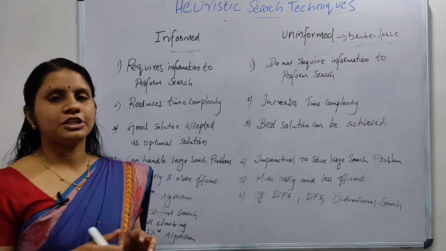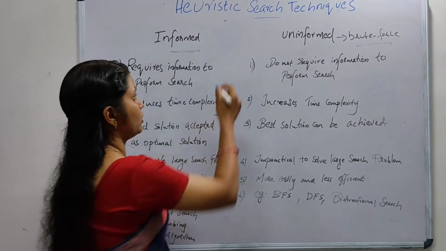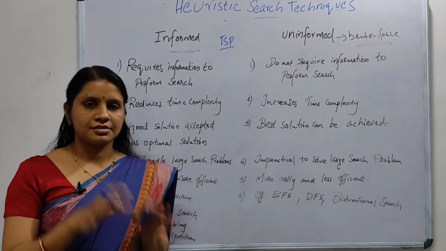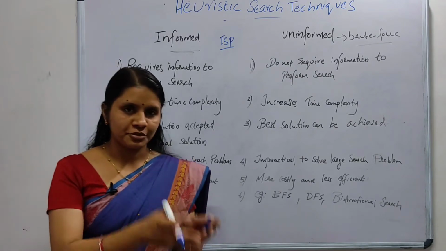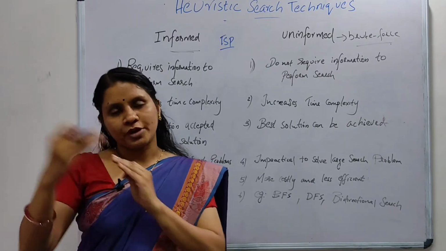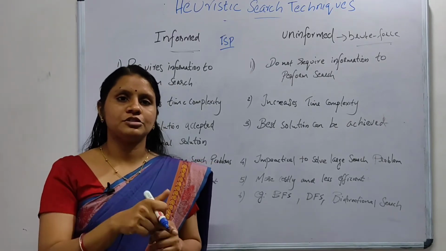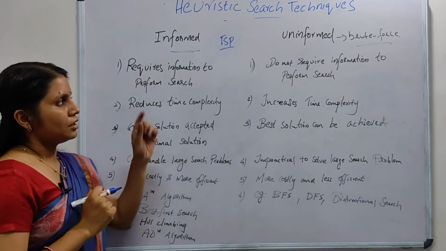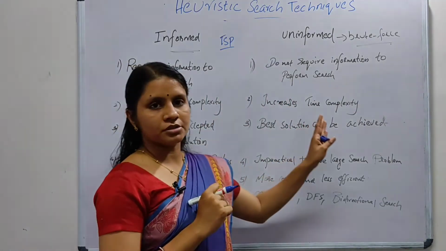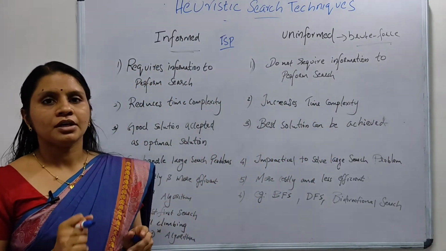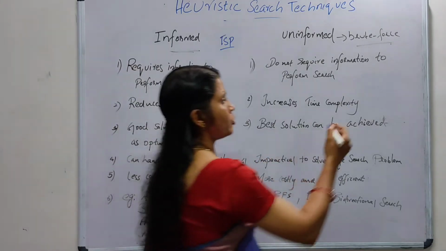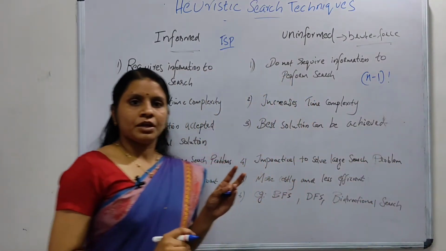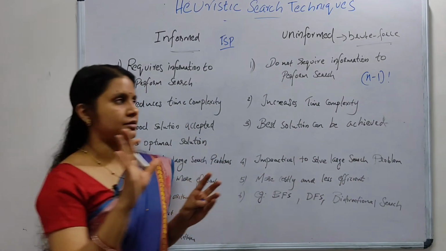You might have heard about the traveling salesman problem, right? Traveling salesman problem, TSP. In the traveling salesman problem, a salesman starts from his origin city, then moves to another city, and then returns back to the origin city, covering the minimum distance. So if you apply uninformed search to the traveling salesman problem, we need to check (n-1) factorial states.